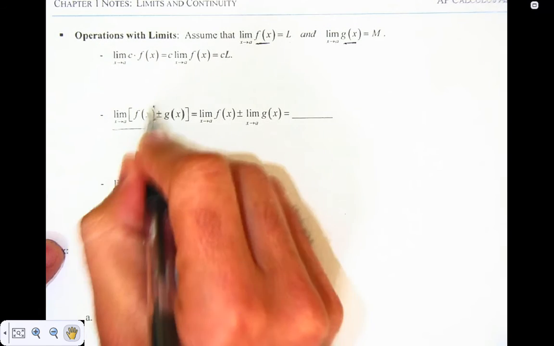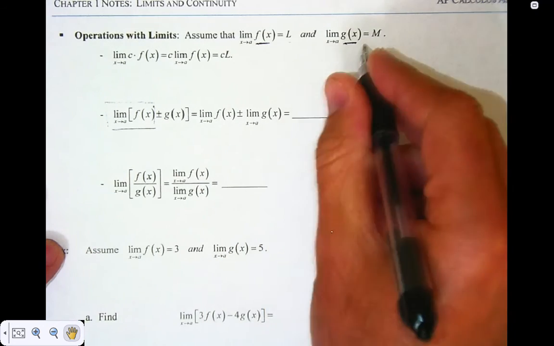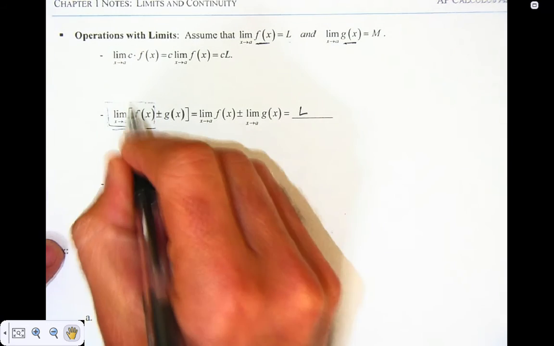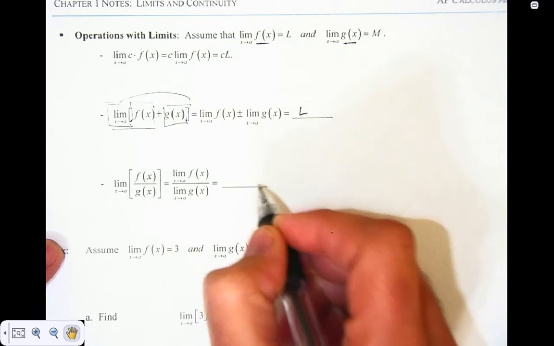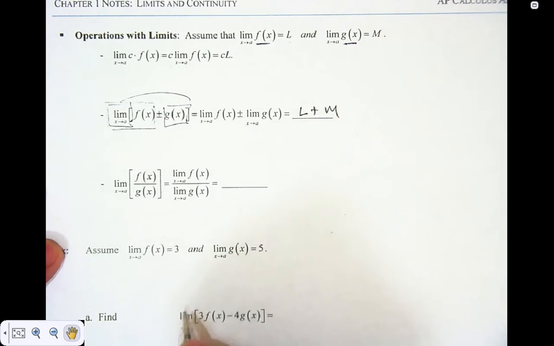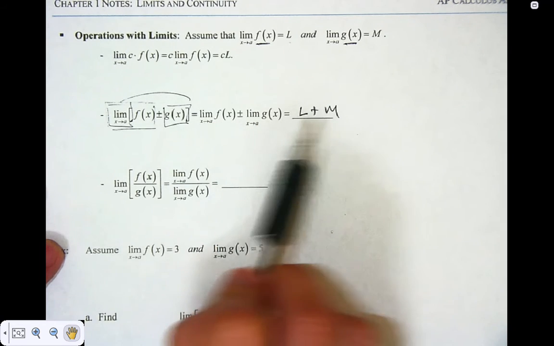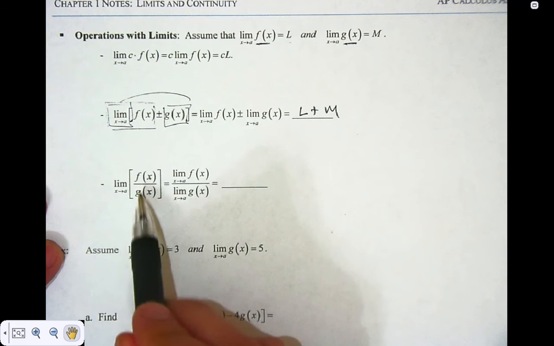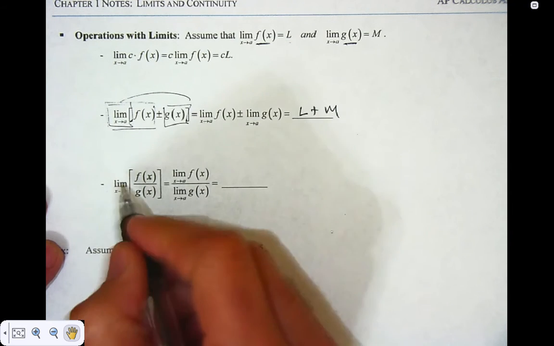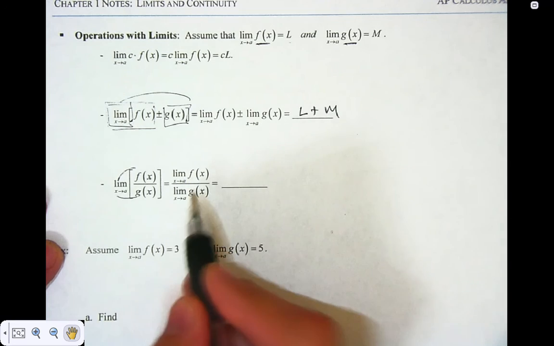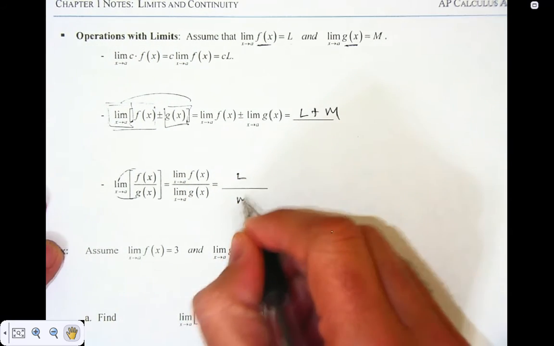Well, what's the limit of the f function? It's L. And then plus, what's the limit of the g function? It's m. Okay, and so you can break these up individually and say that would just be L plus m then. Similarly, division, you can basically distribute this limit to both of these functions, the f and the g, and we would just end up with L over m.